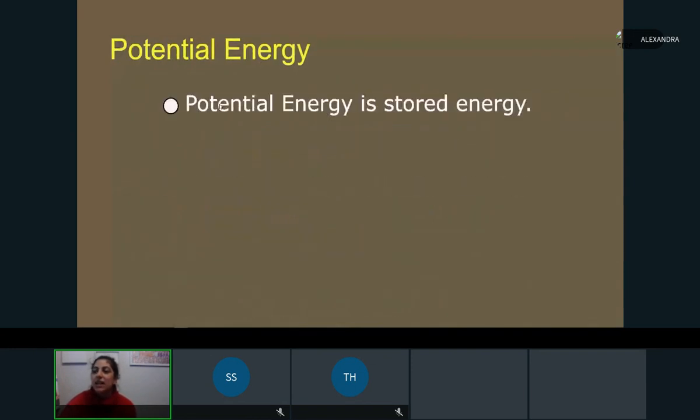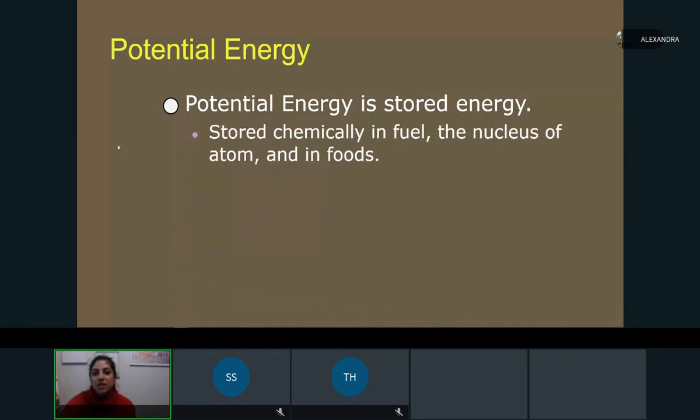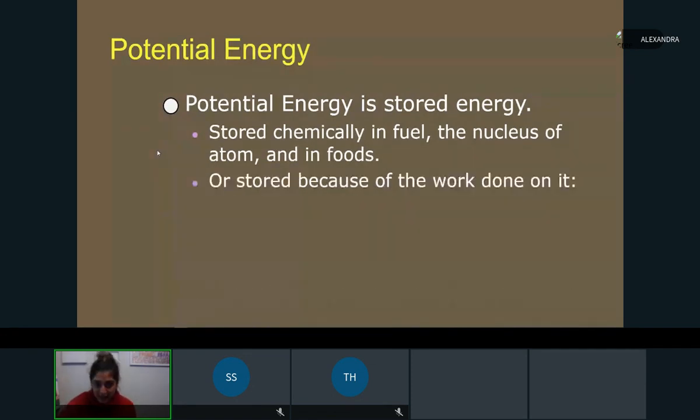So here is potential energy. Potential energy is stored energy, stored chemically in fuel, in the nucleus of atoms, and in foods. These are all opportunities where they can, but they're not yet, right? Or they're stored because of work done on them, like stretching a rubber band, meaning that's stored. As soon as you let go, it's going to release.